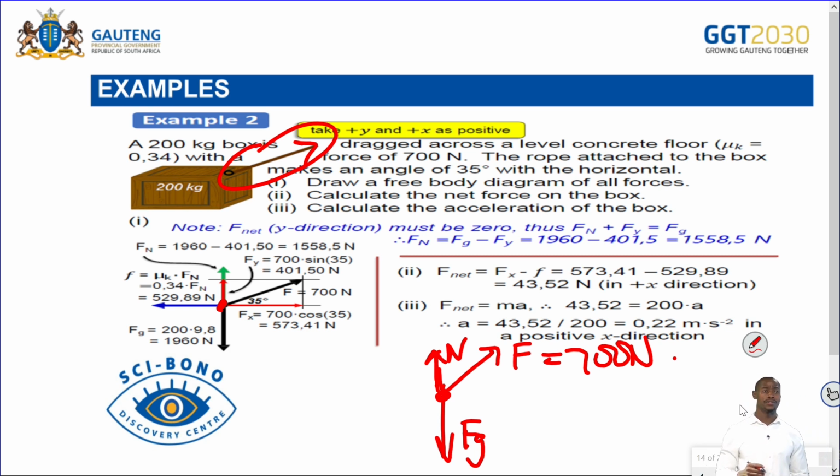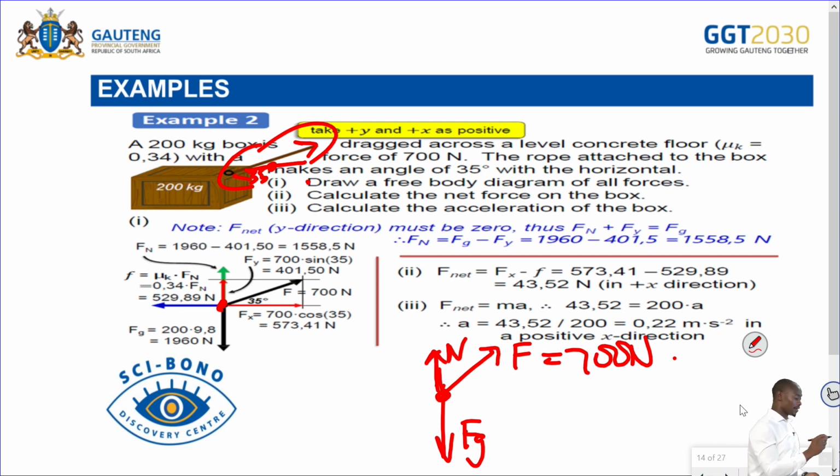Then the rope attached to the box makes an angle of 35 with the horizontal. So this angle is 35, not 30, but 35. So here is 35 degrees with the horizontal. All right. So then draw a free body diagram of all the forces.